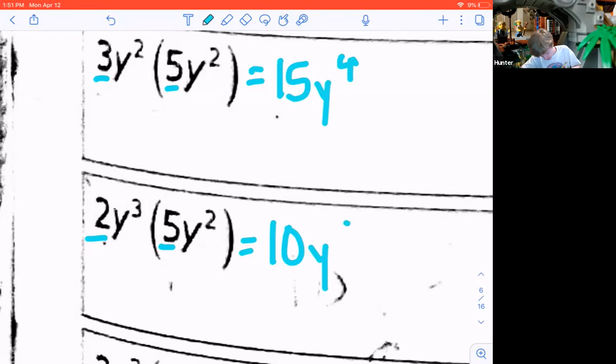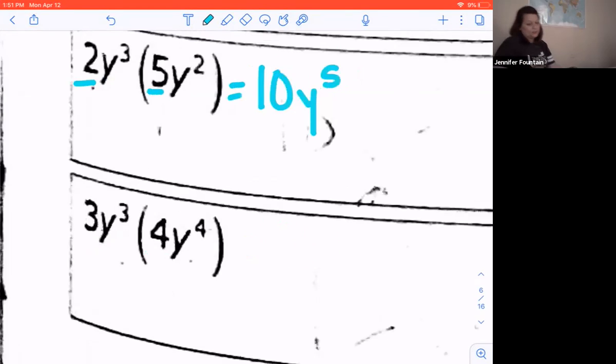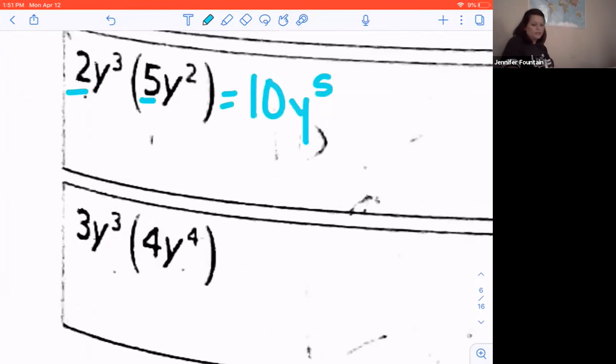5th. Good. All right. Last one in the row, I think. Yep. 3 times 4 is 12. Y cubed or y to the third times y to the fourth is going to be y to the what? 7th. Good. Awesome. So let's go to the middle row.